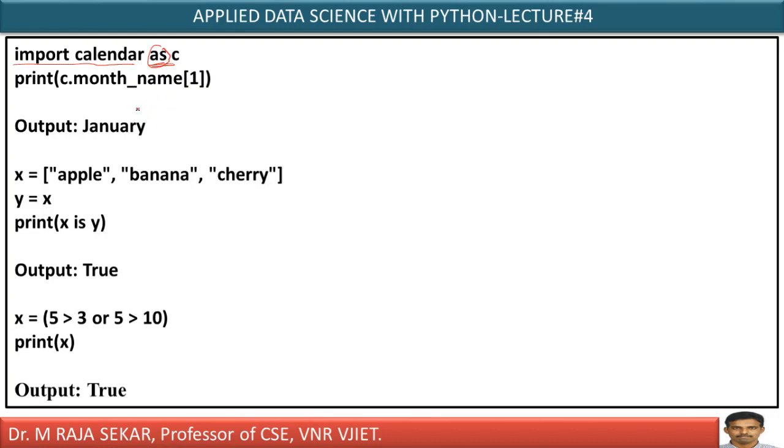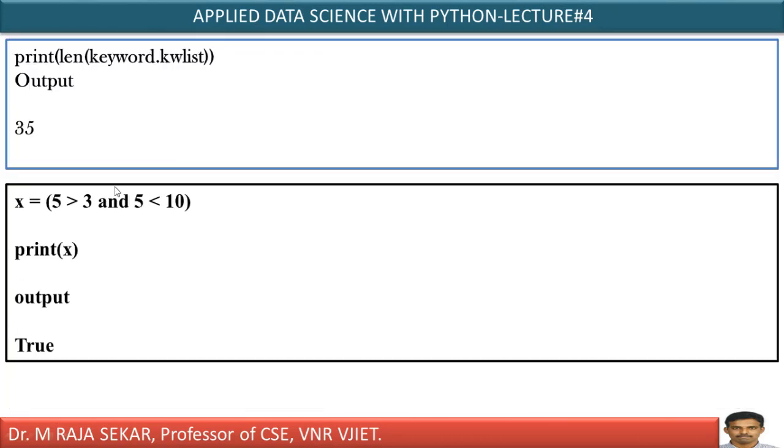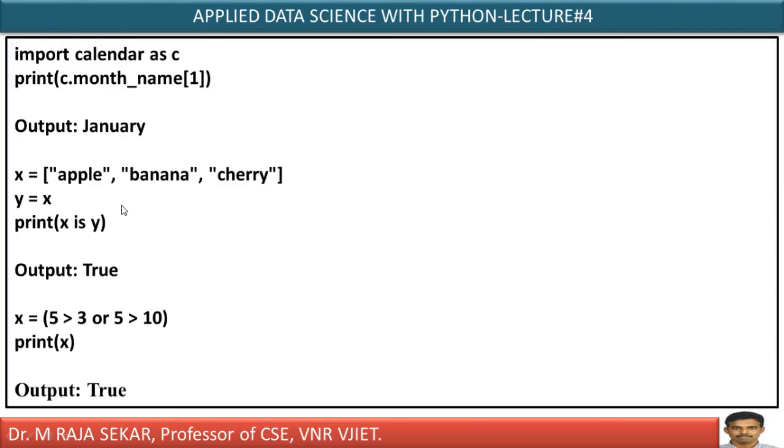Therefore, it will print first_month_name[1]. Which month does that mean? It will print January. This is why we are explaining this particular code, to understand that there is a keyword known as "as". I am explaining the as keyword. It is used for aliasing. Previously I explained the and keyword. Here you have the and keyword. In a similar manner, the as keyword.